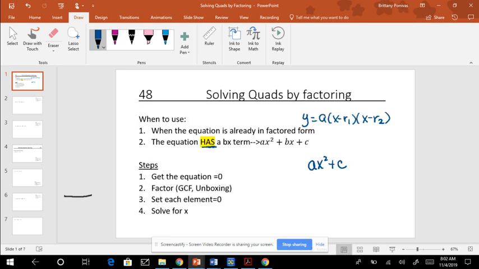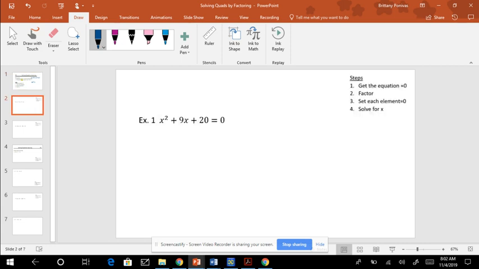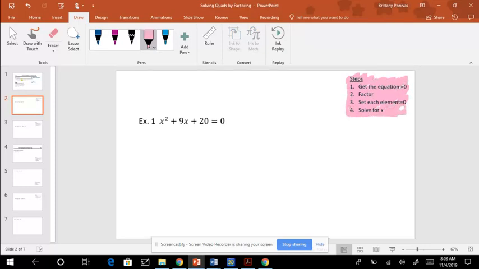So on page 48, you should have these notes copied down, and we are going to do 2 examples. So underneath those notes, go ahead and copy down number 1, which is here. So the steps for solving by factoring, I have put up here in this corner. So the very first step is you need to get the equation set equal to 0.